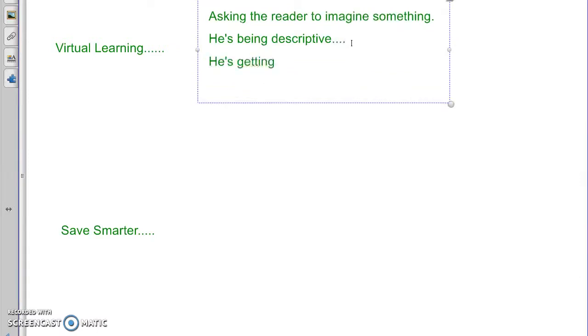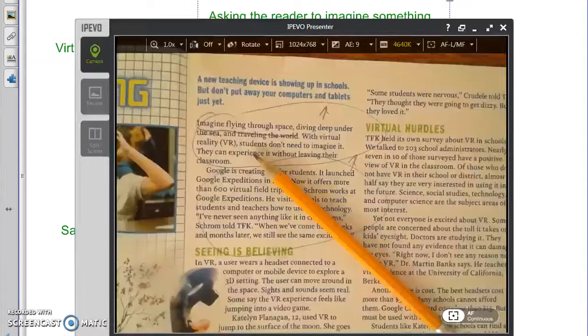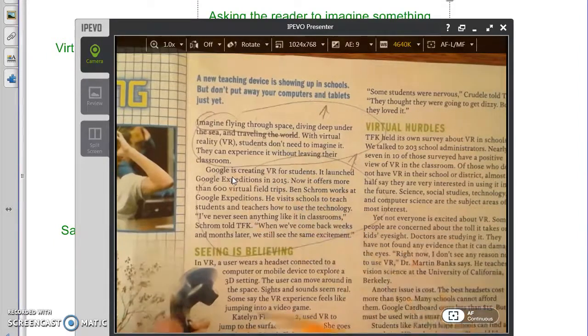He's getting you and Mr. B excited. Honestly, I would love to imagine flying through space, diving deep underneath the sea, and traveling the world. Right? He is getting you immediately interested in this article because it is an awesome thing. I love what this author does right here. Right? I think this is great.